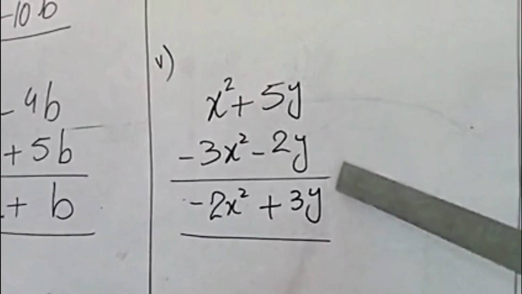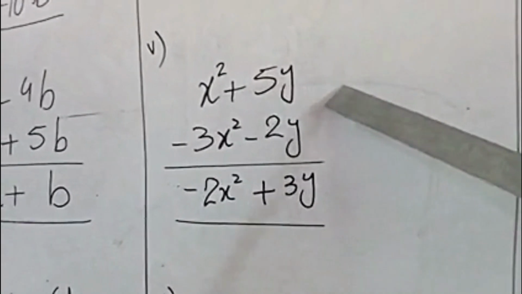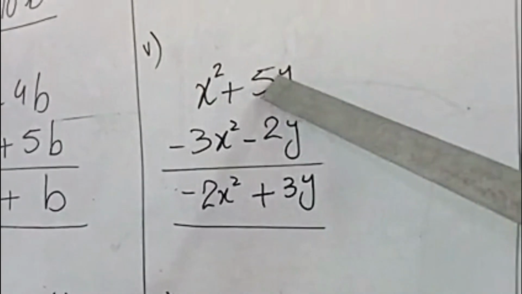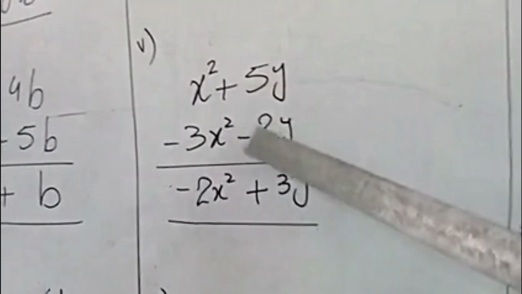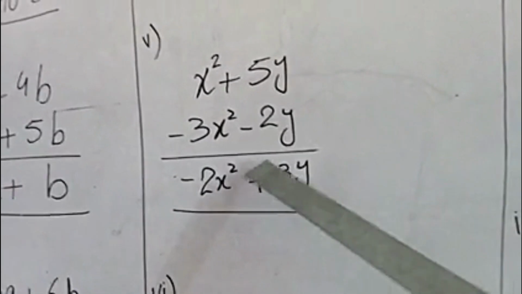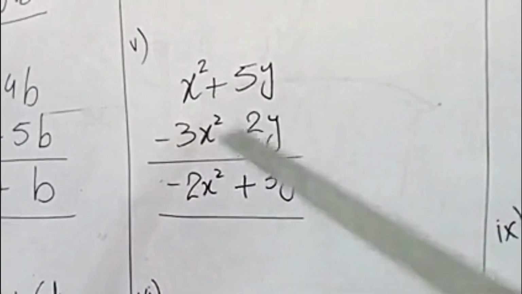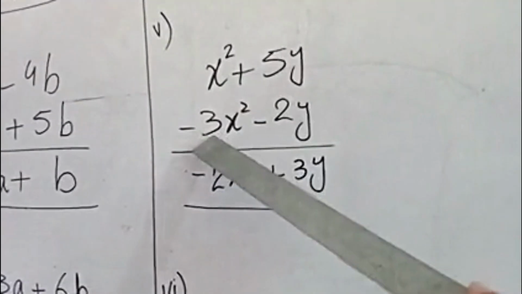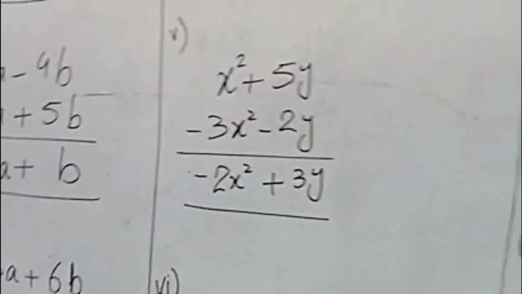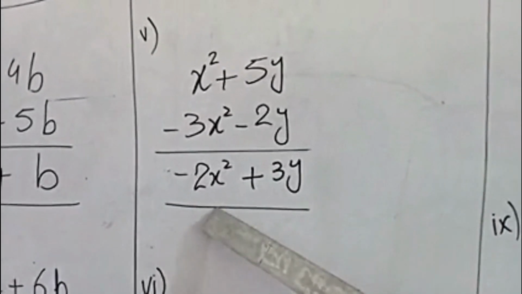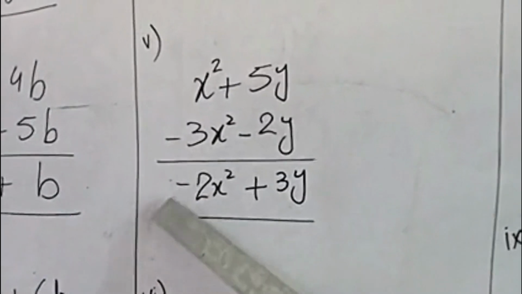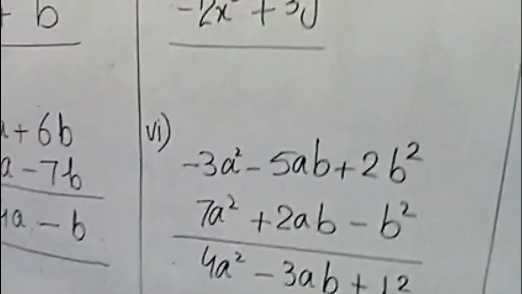When opposite signs, we apply just subtraction. In fifth part, x square plus 5y is adding in minus 3x square minus 2y. Now here this is plus, this is with minus sign, opposite signs. So apply subtraction. 5 minus 2 is 3. Sign will be positive because with the larger value there is positive sign. Minus 3x square plus x square. Minus sign, plus sign, opposite terms. When opposite terms, we apply subtraction. So 3 minus 1 is equal to 2, but due to this minus, we apply here minus sign.